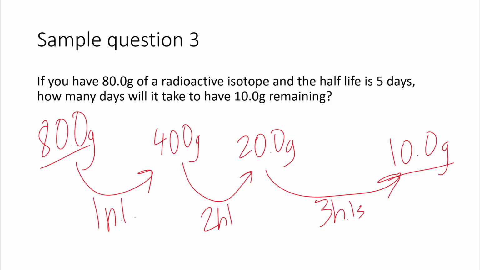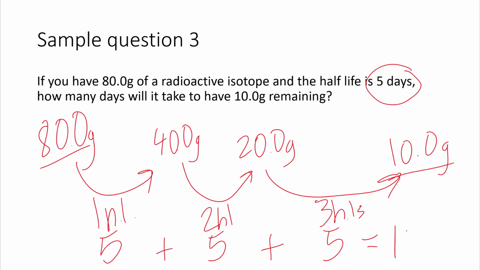So it's 3 half-lives. Now each half-life is 5 days. So this one would be 5 days, and that one would be 5 more days, and this one would be 5 more days. So you add those up and it's 15. Obviously you could do the multiplication as well. 3 times 5 is 15. So it's 15 days is the number of days it would take to go from 80 grams to 10 grams.